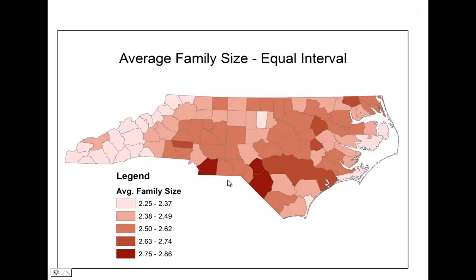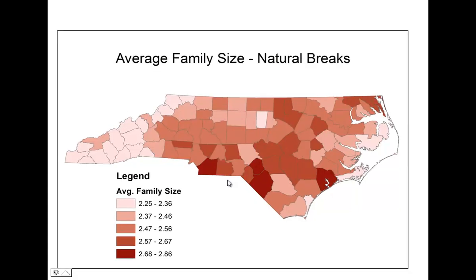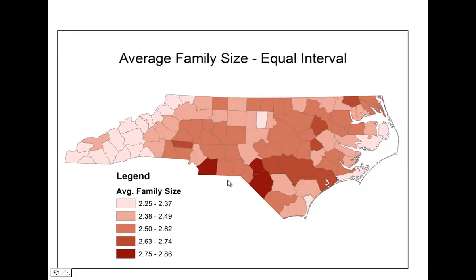And then you can see I have average family size. We have something called an equal interval map versus natural breaks versus quantile. So how we actually display the map is that we have our average family size. You can see the difference between 2.75 and 2.86 is about the same as this to this to this, a difference of about 0.1 to 0.12 to 0.11 for the average family size here. You notice there's a lot of them in this class here.